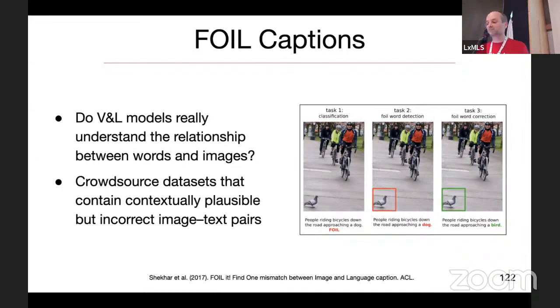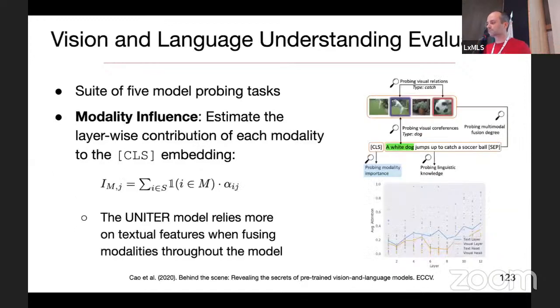Back in 2017, Shekhar and colleagues crowdsourced these types of data sets. You could use this for different tasks, like classification, FOIL word detection, or how you might correct this to be the expected output. It turns out that foiling has been one of the core mechanisms driving some of the understanding work. Most of the things I'm going to discuss now use foils as an example.